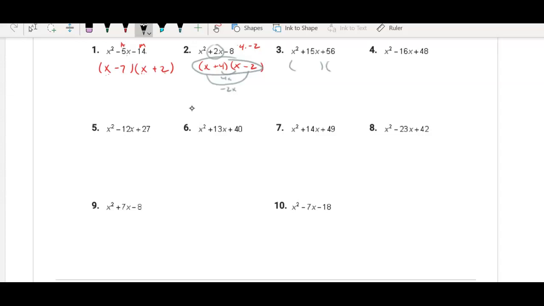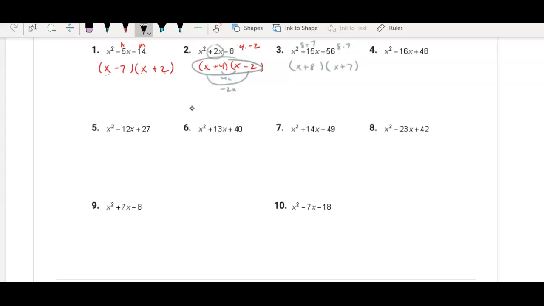Next one. What multiplies to give me 56 and adds up to 15? 8 times 7 gives me 56, and 8 plus 7 gives me 15. So we're going to say it's (x + 8)(x + 7).